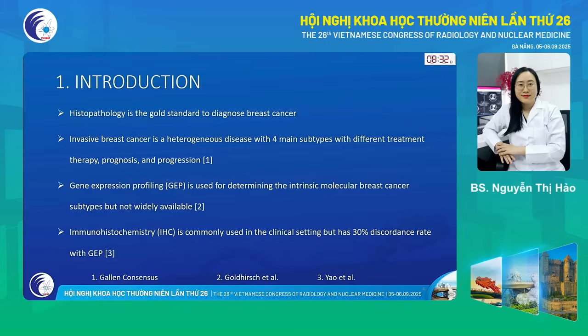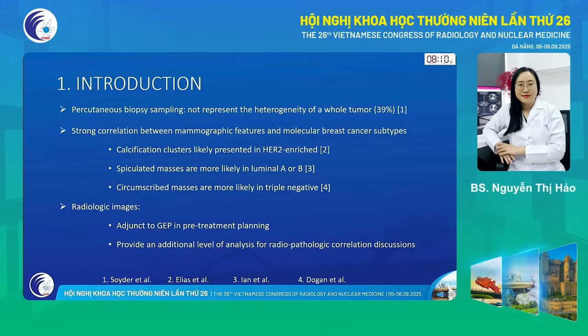Invasive breast cancer is a heterogeneous disease with 4 main subtypes with different treatment therapy, prognosis, and progression. Gene expression profiling is used for determining the intrinsic molecular breast cancer subtypes, but is not widely available and very expensive. Immunohistochemistry is commonly used in clinical settings, but has 30% discordant rates with GEP. Percutaneous biopsy sampling is what we normally use in clinical settings, but it does not represent the heterogeneity of the whole tumor, up to almost 40%.